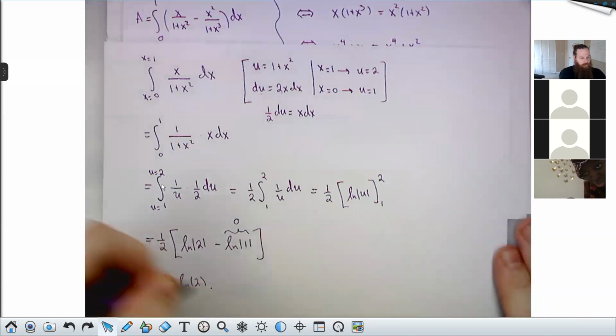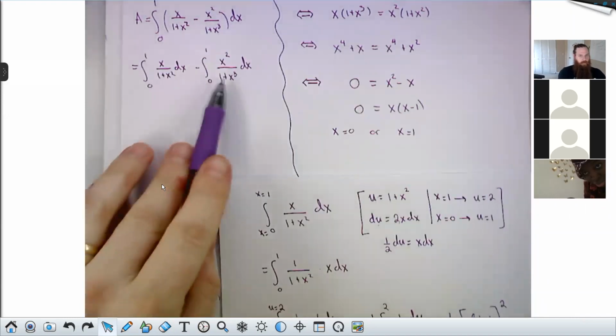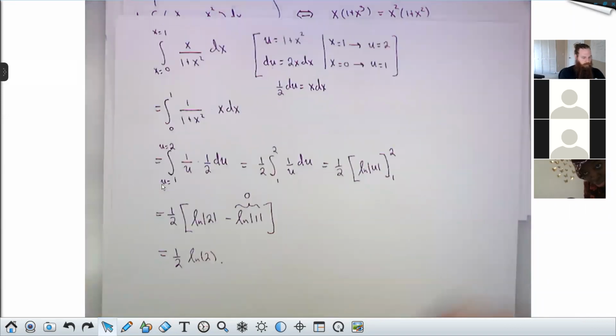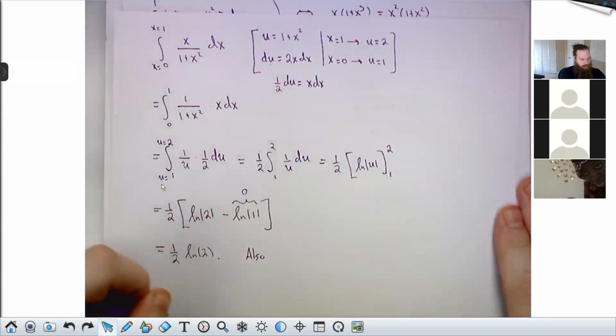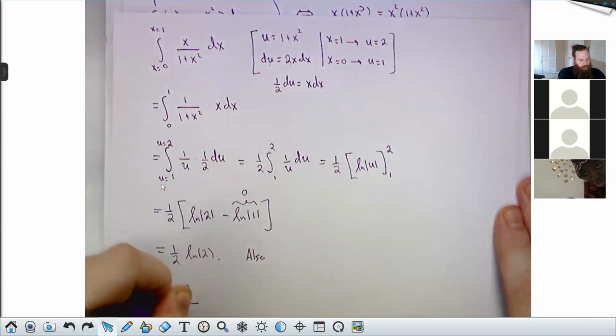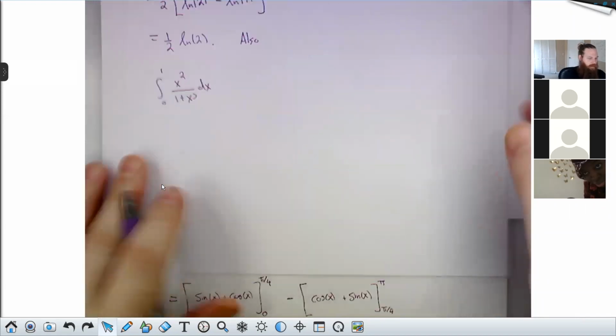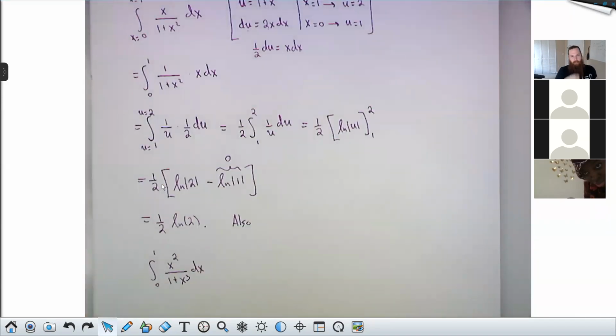From this, we need to subtract the other guy, right? I still have to do this integral. So also, the integral from 0 to 1 of x squared over 1 plus x cubed dx, we need to compute this. And then we're going to subtract them. So who can help me with this integral? It's a similar attack.